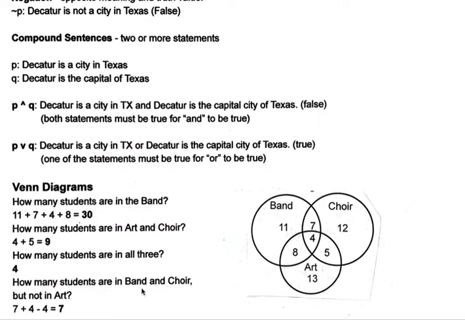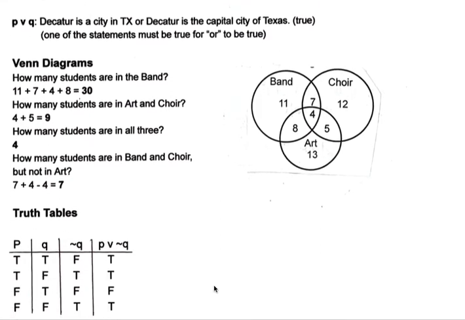And how many students are in band and choir, but not in art? Now you can look at this 2 ways. Band and choir, but not in art, you can just grab this 7 right there. Or, as I showed over here, we took the 7 and the 4, added them together to get 11, but then we had to subtract these because they were also in art, so we're back to our 7.